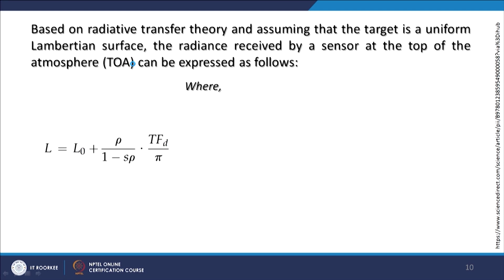So, based on radiative transfer theory and assuming that the target is a uniform Lambertian surface, the radiance received by a sensor, at the top of the atmosphere, TOA, can be estimated and expressed as L0 plus rho by 1 minus S rho, multiplied by T F d by pi.